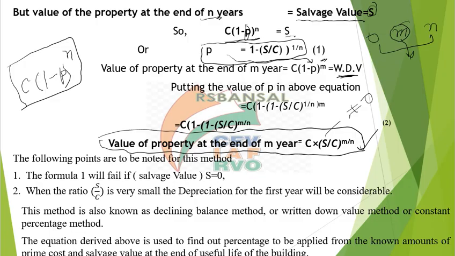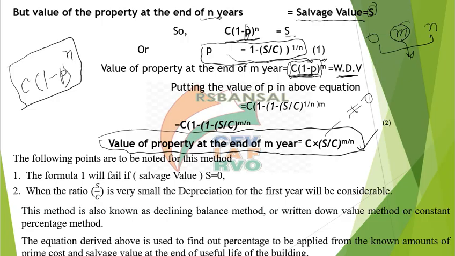Otherwise you can use another formula. If the percentage is known to you, you can use this formula, C into (1 minus P) raised to power m. If the percentage of depreciation is known to you, you can use this formula.